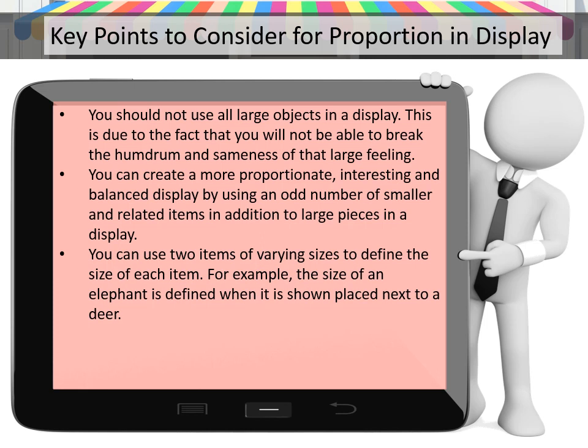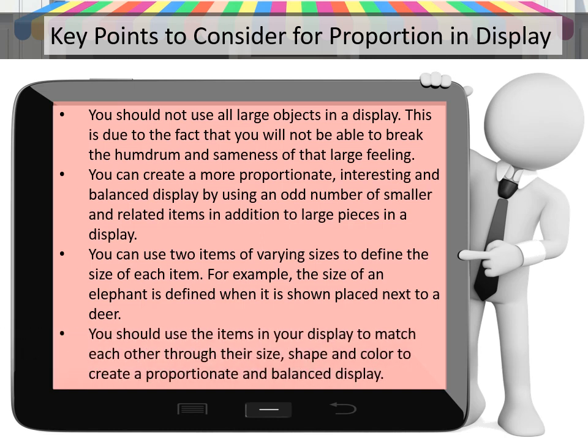Use 2 items of varying sizes to define the size of each item. For example, the size of an elephant is defined when it is shown placed next to a deer. You should use the items in your display to match each other through their size, shape, and color to create a proportionate and balanced display.